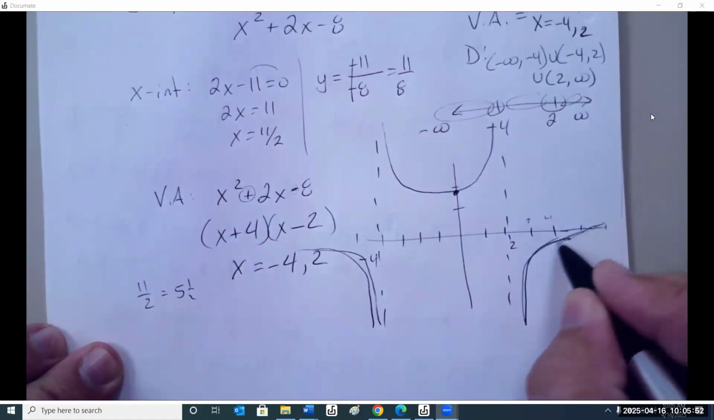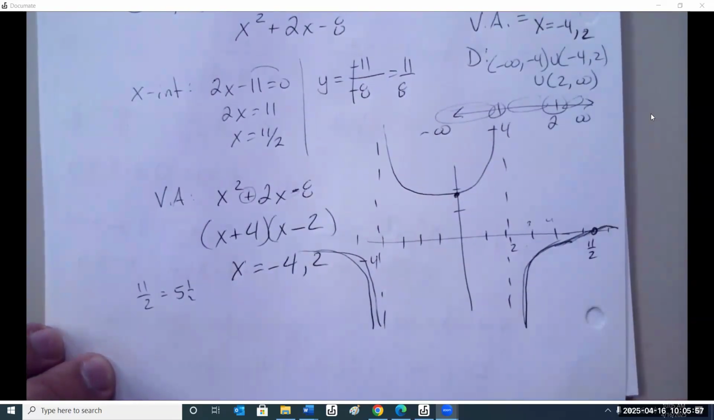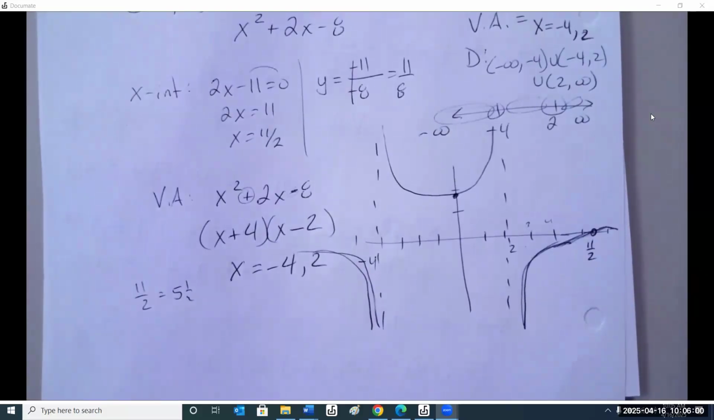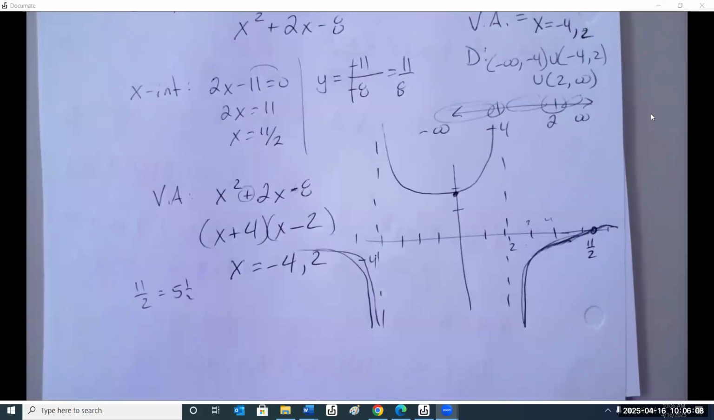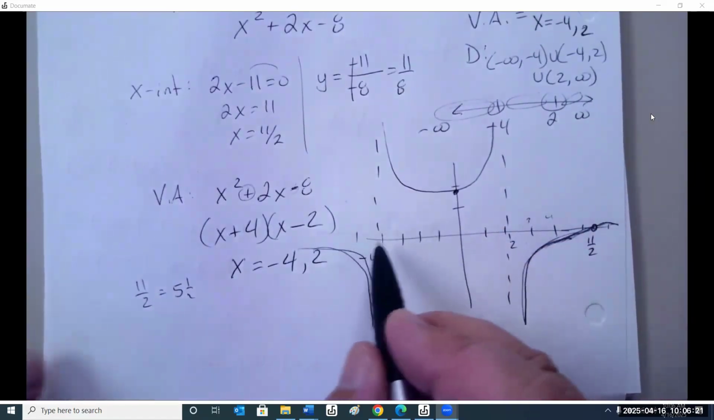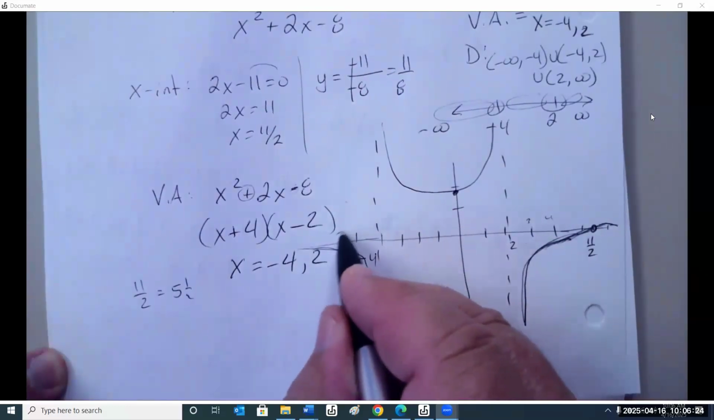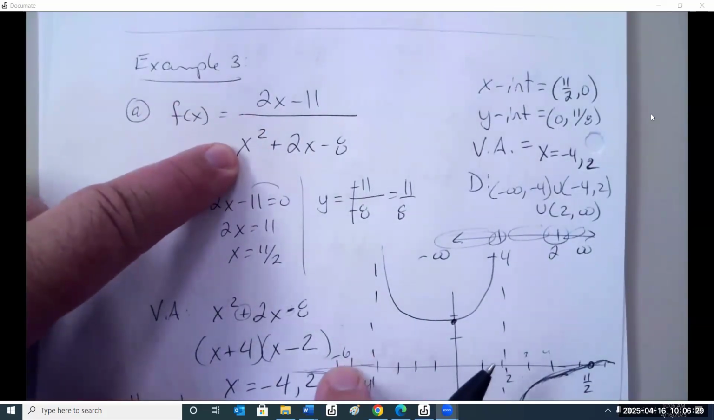So what the graph's going to look like is like this. It's going to cross at 11 over 2. And then that's that. Because there's no x-intercept other than that one, this one is either going to be above or below the x-axis. And I could just test it. I could pick a number, let's say -6. Will the answer be positive or negative if I put -6 in there?